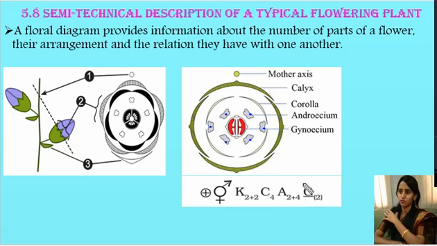Then G represents gynoecium. It has been underlined, which means ovary superior. And 2 represents there are 2 carpels, and it is shown in brackets. It means there are 2 carpels and it is the syncarpous condition.